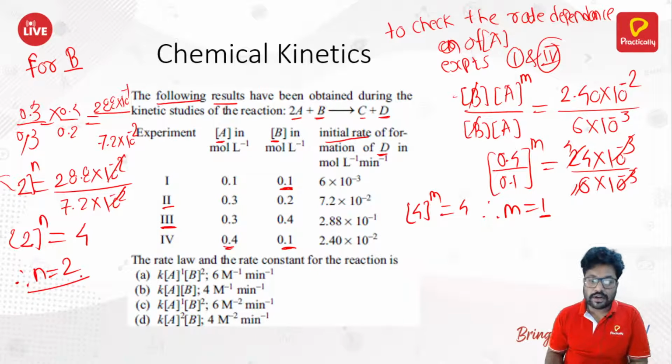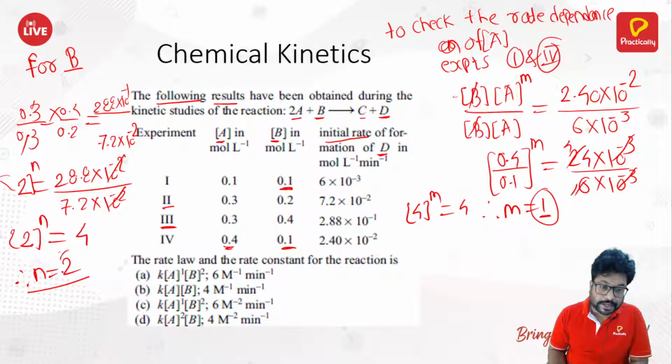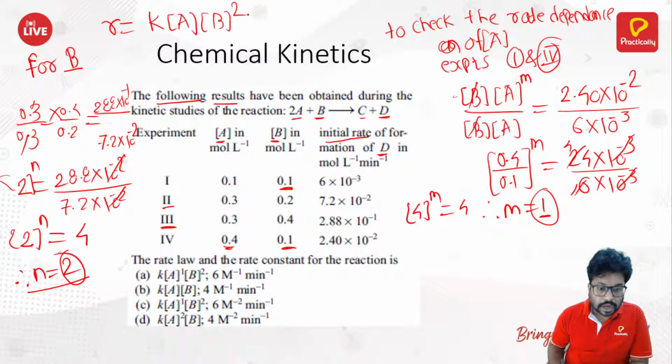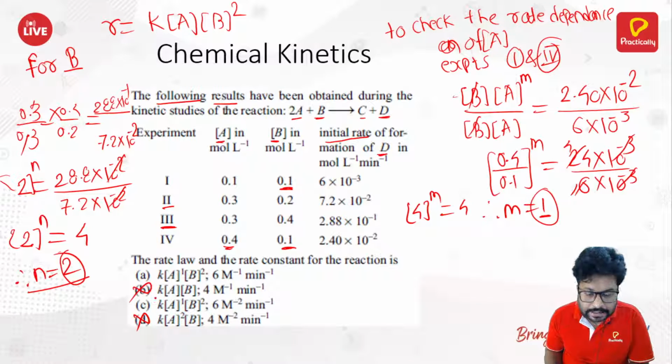So therefore, as far as order is concerned, with respect to A it's first order, and with respect to B it's second order. So it is A B square. So your rate equation becomes R is equal to K A B square. R is equal to K A B square is present in two options. It is not present in D, so D goes. It is not present in B, so B also goes. What remains is A and C.